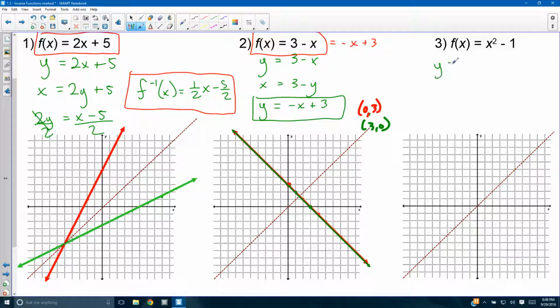Okay, y equals x squared minus 1. So x equals y squared minus 1. So y squared equals x plus 1. Take the square root of both sides. Y equals plus or minus the square root of x plus 1. So this one here is a square root graph, and I'm going to graph above and below the x-axis.